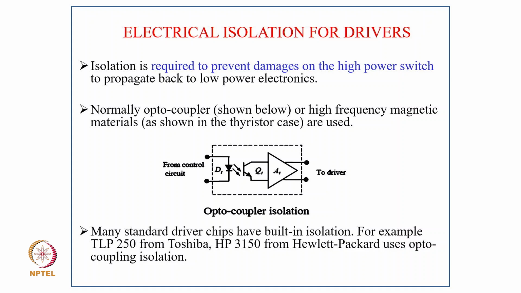Of course, you need a power supply on the isolated side also to amplify the signal reasonably, so that either voltage or current is enough to drive your device, whether it is a voltage operated device or a current operated device. Many standard driver chips have built-in isolation. For example, TLP250 from Toshiba and HP3150 from Hewlett Packard use optocoupler isolation in the gate driver circuit.